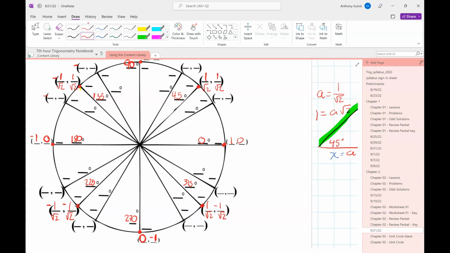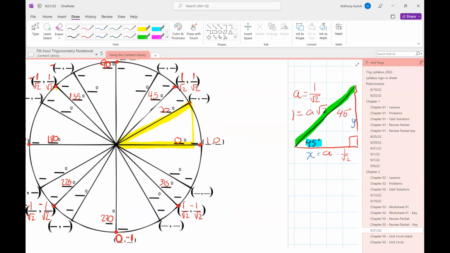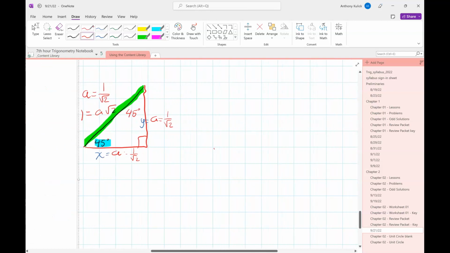Next up, let's do the ones with the 30, 60, 90 reference triangles, but whose 30 is the reference angle. So when I talk about the reference angle, I'm talking about this one. So at 30 degrees, that makes a 30, 60, 90 reference triangle, where 30 degrees is my reference angle.